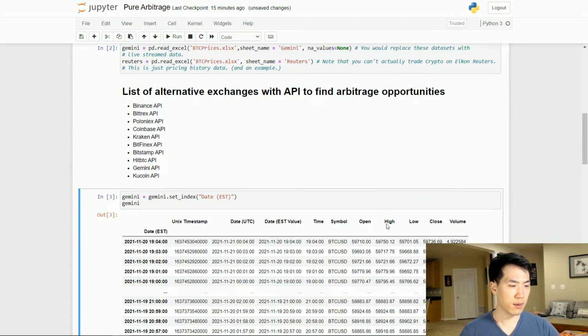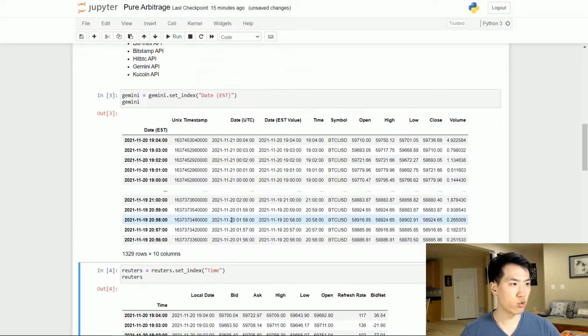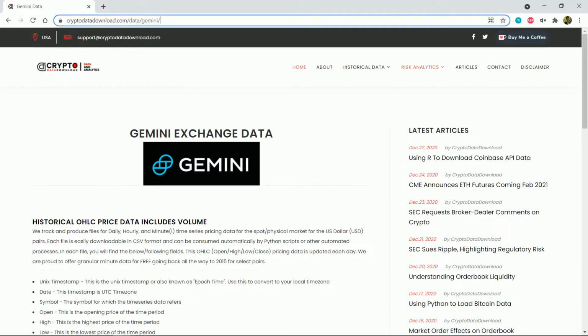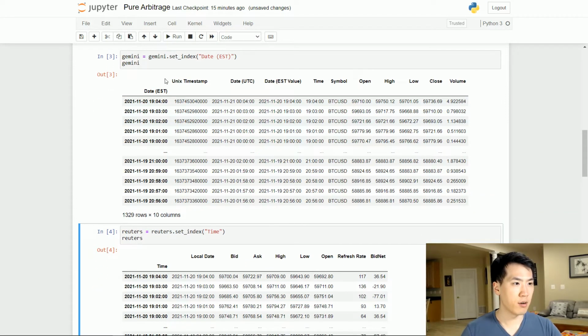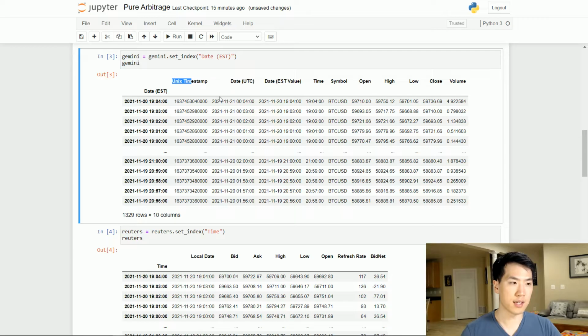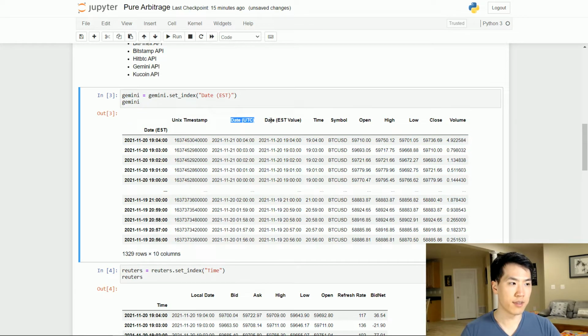So anyways, this is what the Gemini and Reuters data set looks like. For Gemini, I was going through the historical data, and they have an updated data set somewhere on their homepage. I'll put that on screen. It provides you the dates and the Unix timestamps. Date is in UTC. I had to convert that to Eastern time, the Eastern seaboard of the United States. And the time it was traded, this is military time, so 7:04 p.m. In this case, this is Bitcoin because it's the biggest coin out there. It then provides you open, high, low, close, and volume.